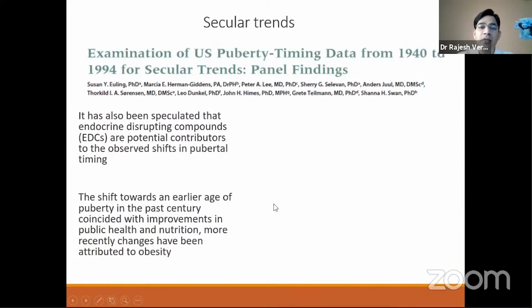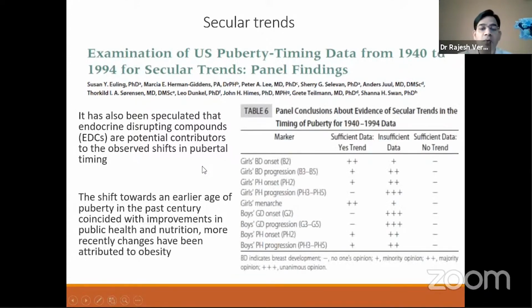Now, a few words about the secular trends. Examination of US puberty timing data from 1940 to 1994 for the secular trends. And it has also been speculated that endocrine disrupting chemicals are potential contributors to the observed shifting of puberty time. The puberty time is shifting towards an early age. So this is the panel consensus about the evidence of secular trends. There is sufficient data to say that girls' breast development onset is a little earlier, as well as girls' menarche is occurring a little earlier than previously. And there are insufficient data for boys' pubertal development.